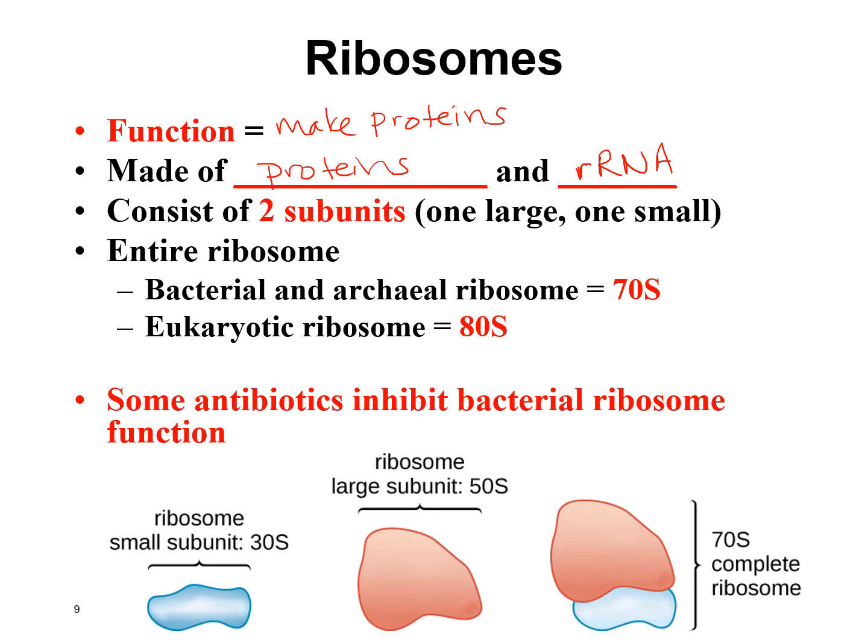So the reason it's important to know the difference between the prokaryotic and eukaryotic ribosomes is that we do have a group of antibiotics that will act on the 70S ribosomes, which are found in the bacteria, and that's how they kill them. So the bacteria aren't able to make their proteins anymore. And these antibiotics don't affect our cells because we have 80S ribosomes instead.